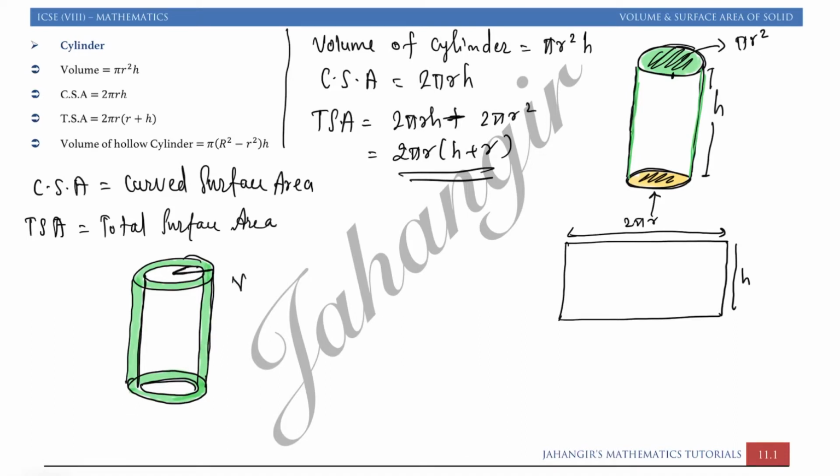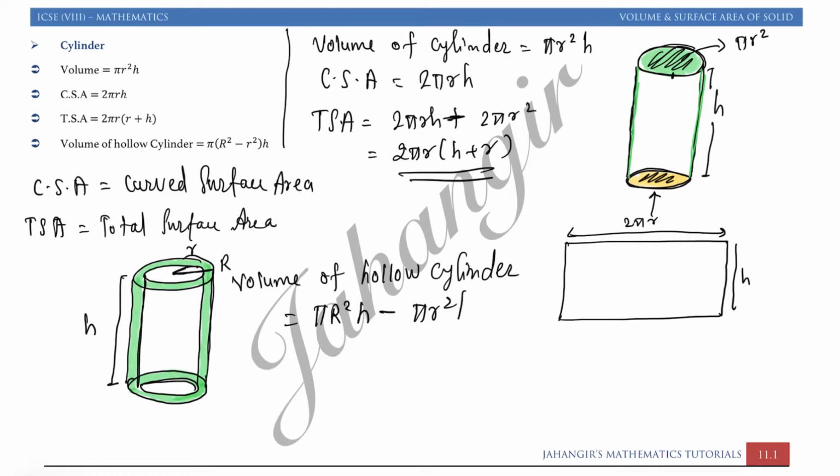So the volume of a hollow cylinder is equal to the outer volume minus the inner volume. The outer radius I can call capital R, the smaller radius I can call small r. The height is common in both of them, meaning it has just a thickness. It's a hollow pipe. So we can say pi capital R square h minus pi small r square h. Taking pi h common, you will get pi h times capital R square minus small r square. That's the volume of a hollow cylinder.